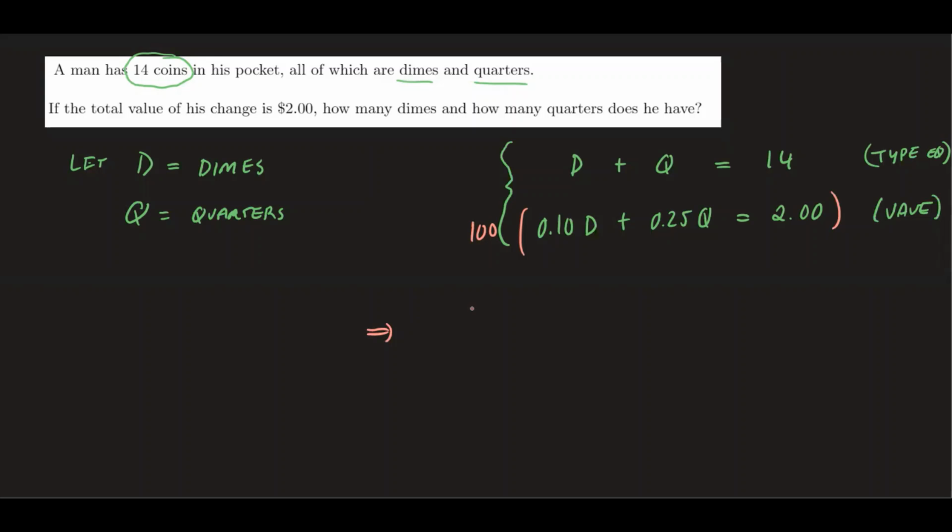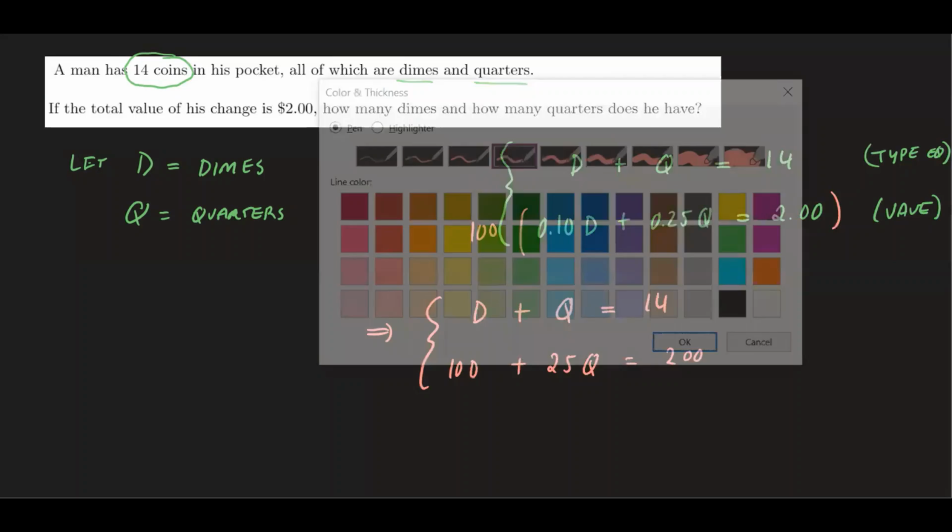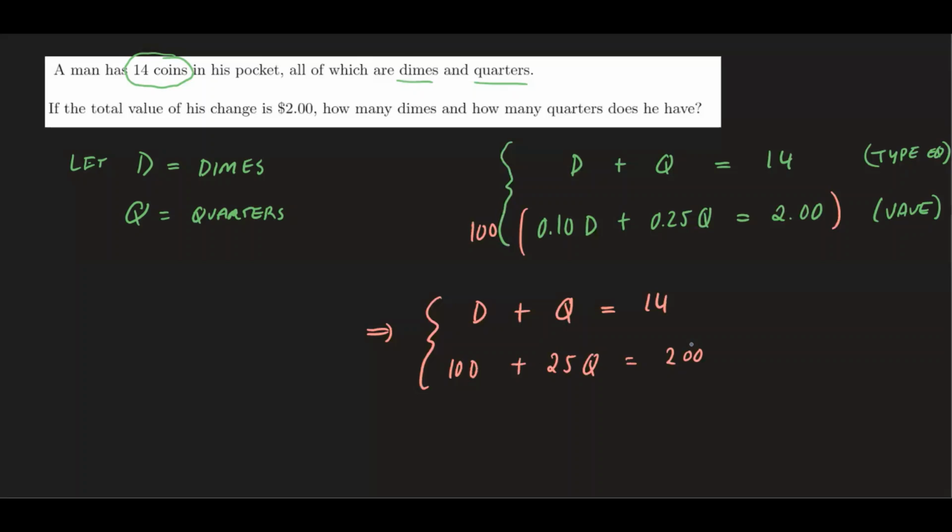The first one remains unchanged. We have D plus Q is equal to 14. And the second equation we multiply by 100, so we have 10D plus 25Q is equal to 200. And now it's easier to solve. We can use any of the methods you're comfortable with. I'm going to use the elimination method.